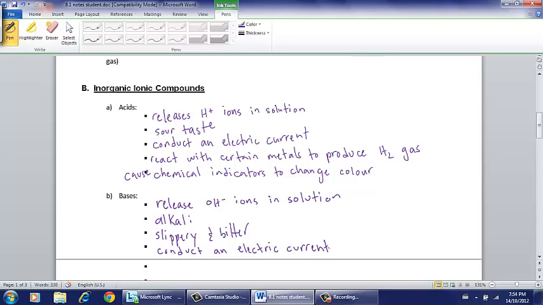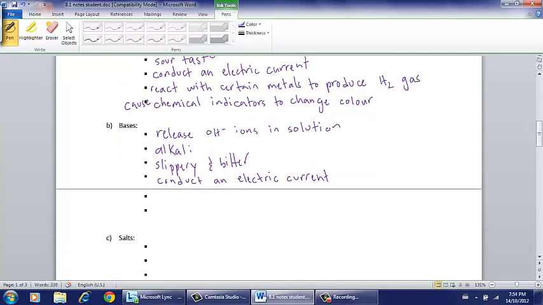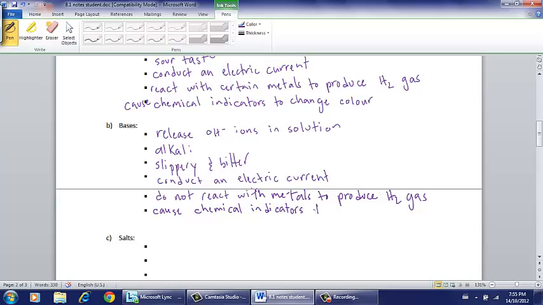Over the page, continuing on with bases. They do not react with metals to produce hydrogen gas. So do not react with metals to produce H2 gas. And like acids, though, they cause chemical indicators to change color. So if you put litmus paper in a base, it'll turn blue, where in acid it turned red.